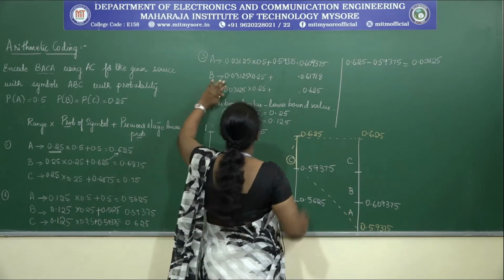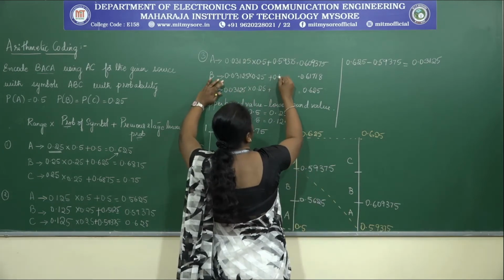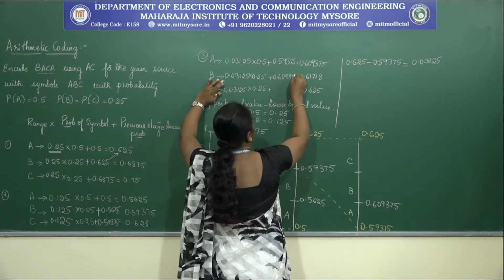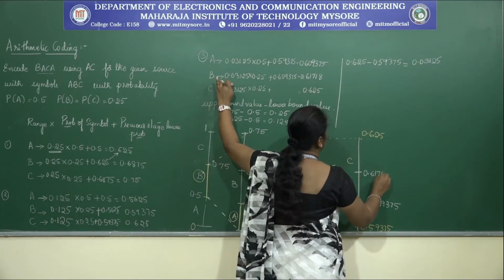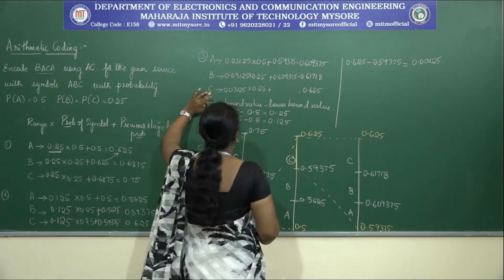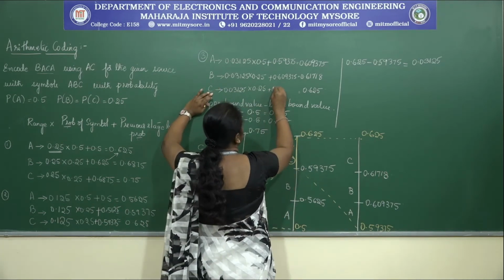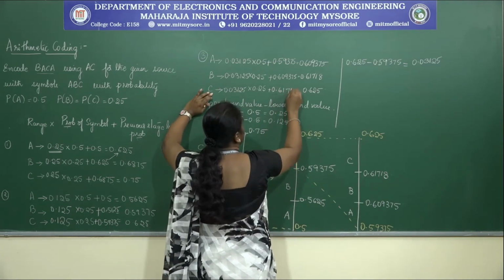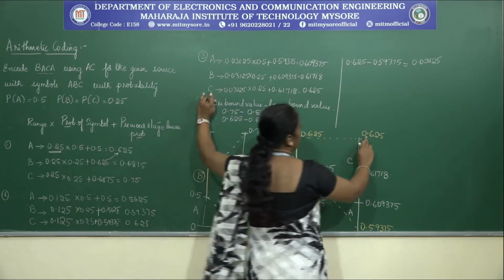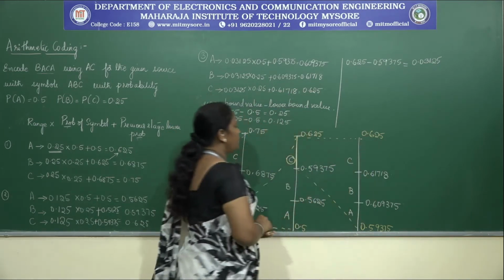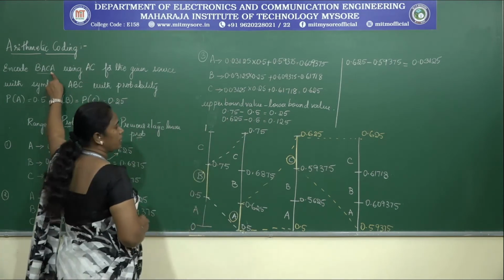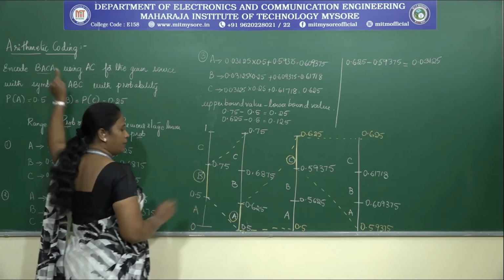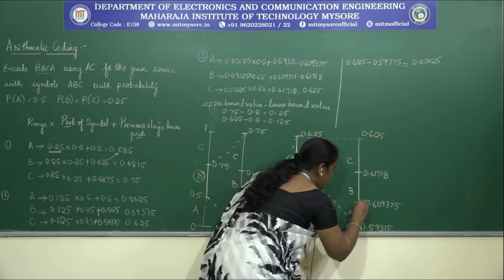0.60935. Similarly, if you find out for this, you will be getting 0.6178. Next we have C, so it is 0.6178, where you will be getting 0.625. So this is how we have encoded. So what is the last one? It is A.